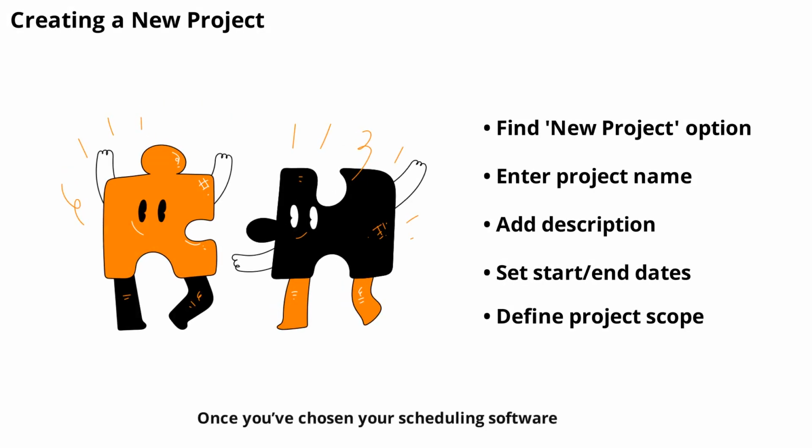Once you've chosen your scheduling software, the next step is to create a new project. Most platforms have a clear button or menu option labeled New Project or Create Project. Click this to start. You'll be prompted to enter basic information such as the project name, description, and start/end dates. This initial setup helps define the scope and timeline. Make sure to use descriptive names and provide a brief overview so team members understand the project's purpose. Setting clear dates is crucial for tracking progress and deadlines.